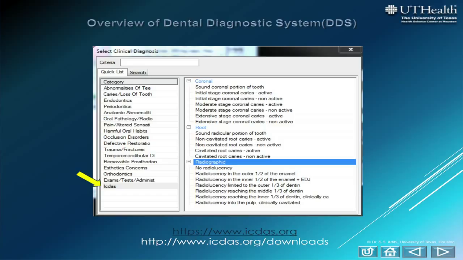Another recent addition to the dental diagnostic system is under the category of the International Caries Detection and Assessment System, known as ICDAS. You may go to the ICDAS Foundation website and get insight by clicking on a guide for practitioners and educators and review details for selection of ICDAS subcategory.